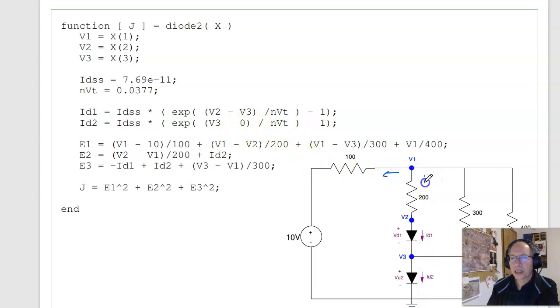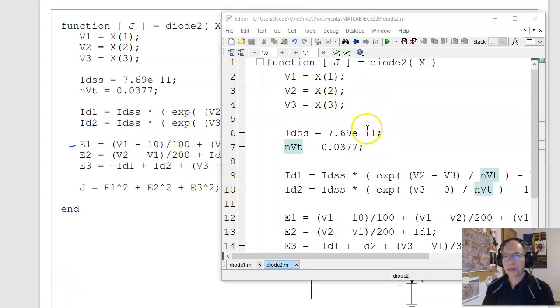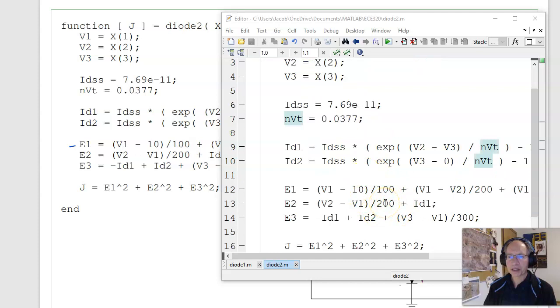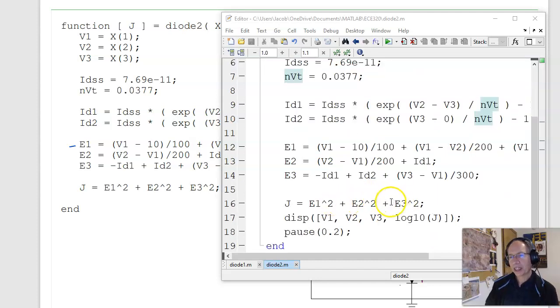The node equation. These need to balance, be summed to 0. If I got it wrong, it won't be 0. So call it E1. So there's the current left, V1 minus 10 over 100. Current at the 200 ohm, 300 ohm, 400 ohm. This is the second node, current up plus current down. And the third node, minus ID1 plus ID2 plus V3 minus V1 over 300. Okay, so I created this function in Matlab called Diode2. I'm going to guess V1, V2, V3, calculate the currents of the diodes, calculate the current imbalances at the nodes, return the sum squared of the current, and just for fun, display the voltages, the log base 10 of the cost.